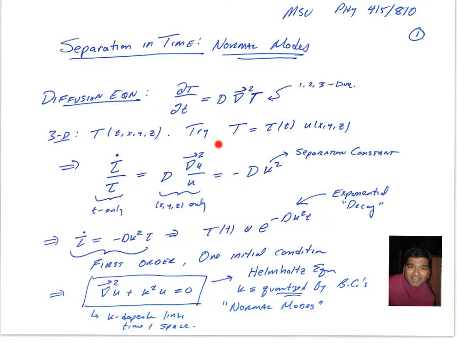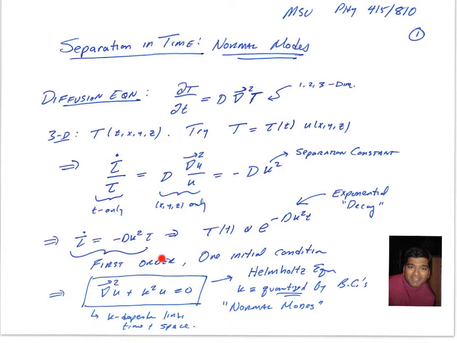If we plug this form into the diffusion equation, then the time derivative only acts on tau, and the spatial derivatives only act on u. If we then divide through by capital T, the equation we get is here. Tau dot over tau is equal to the diffusion constant times the Laplacian of u over u. But the left-hand side depends only on time. The right-hand side depends only on space. Therefore, these two things must be an overall constant. We'll call that constant minus D k squared, just for convenience. We're implicitly assuming that k squared is positive. We'll see why that's physically sensible in a moment. But all we know at this point is that this is a constant.